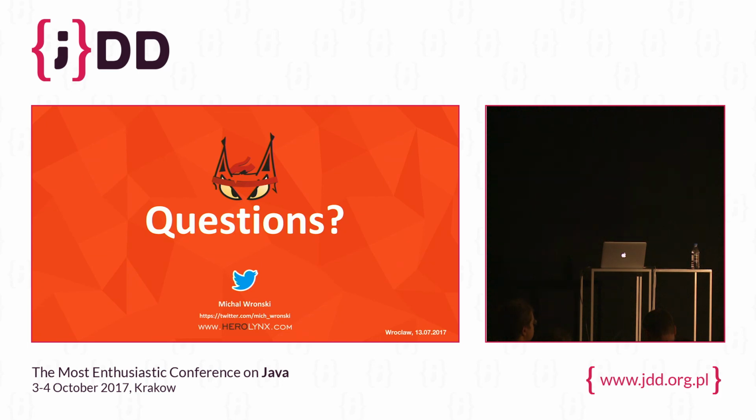Do you know a simple way to convert ECS services, tasks, and task definitions to Kubernetes services? Sorry, once again? Is there a simple way to convert from ECS to Kubernetes? Why do you want to switch, right? Why would you like to switch?